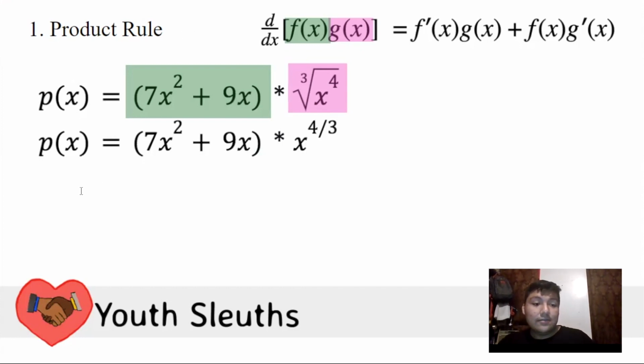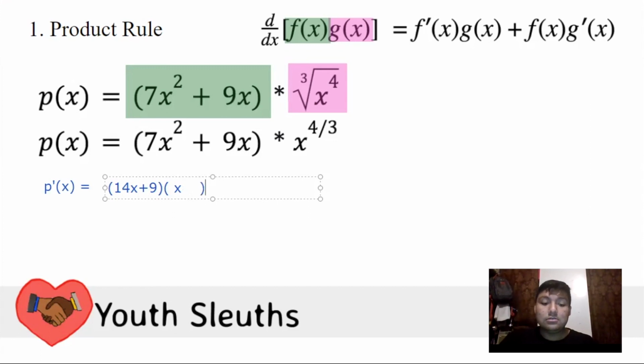So we have f prime of x, and then we begin to derive. So first f prime of x, so in our situation, it'd be 14x plus 9, and then we multiply x to the 4/3, because if we remember our rule, the g of x remains unchanged for now.